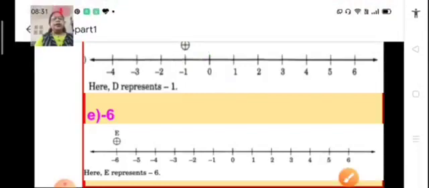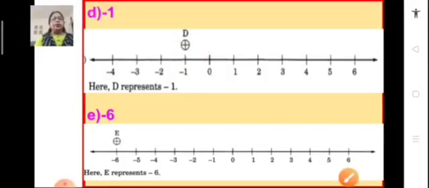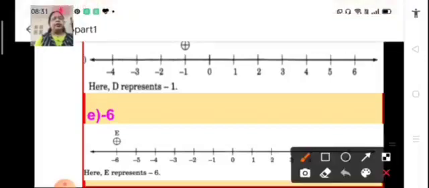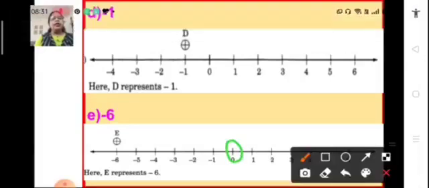E, negative 6. To represent negative 6, we start at 0 and move 6 steps towards left. 1, 2, 3, 4, 5, 6. And we reach at E, which represents negative 6.